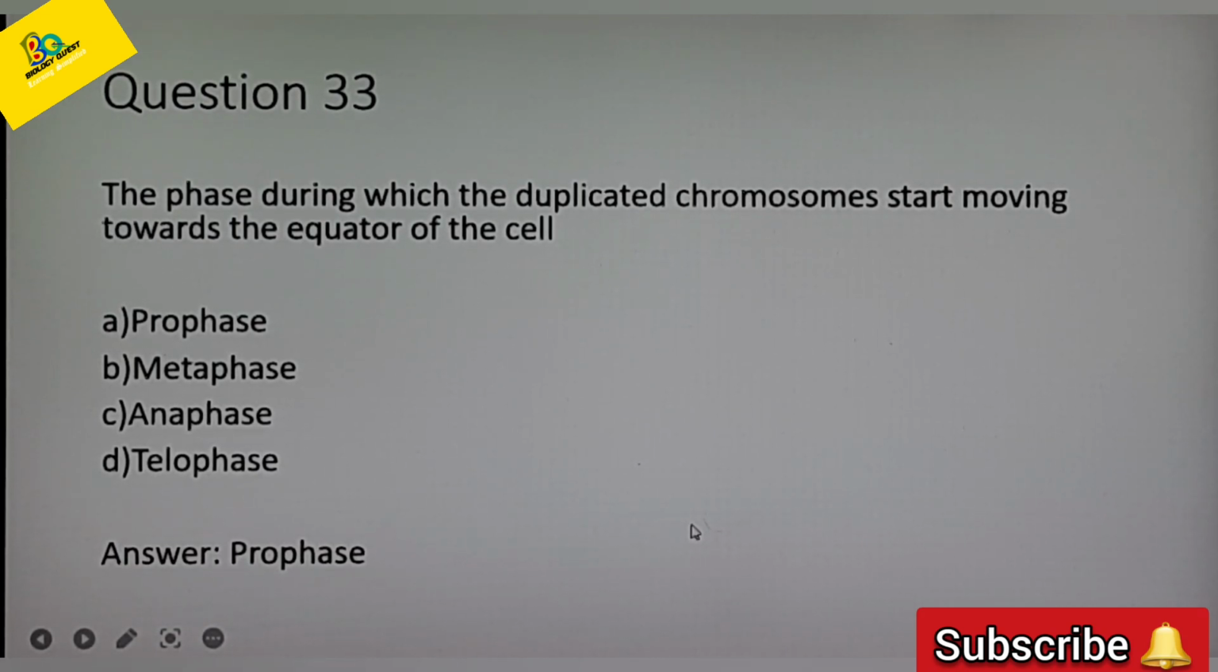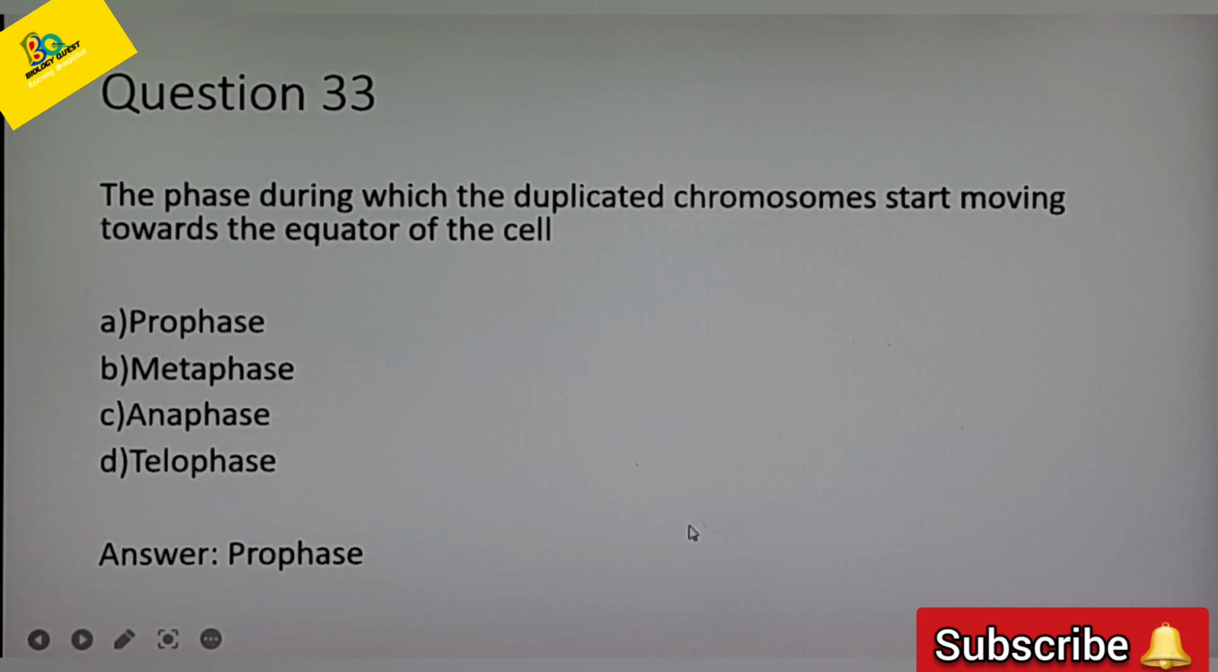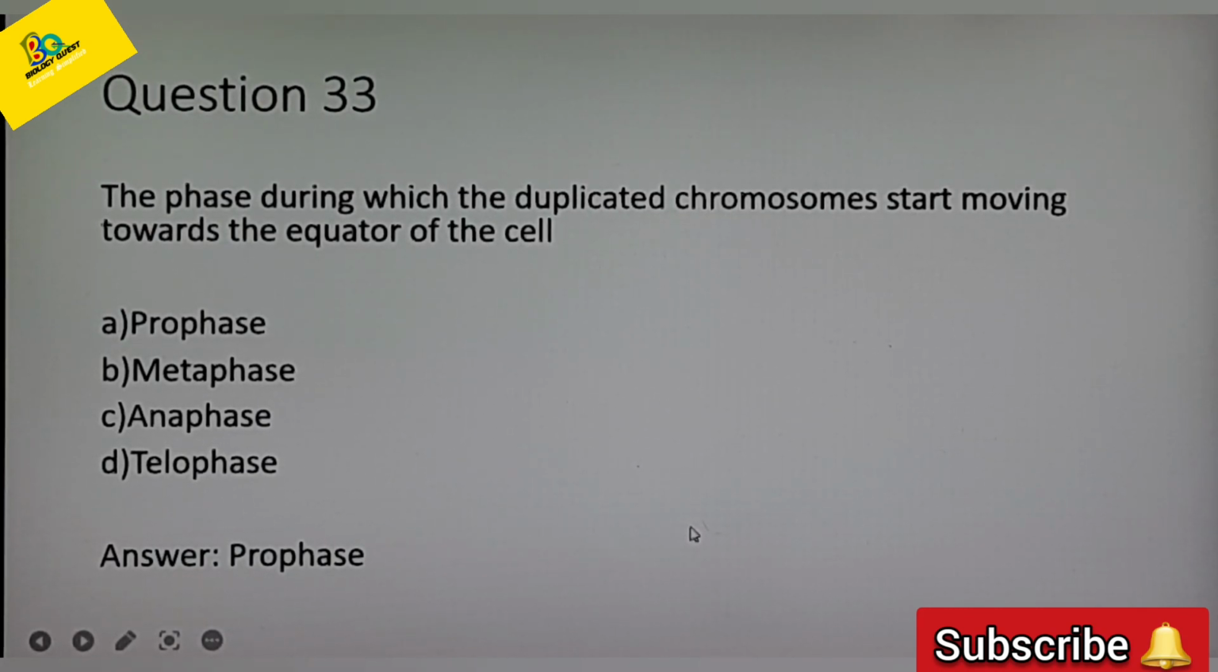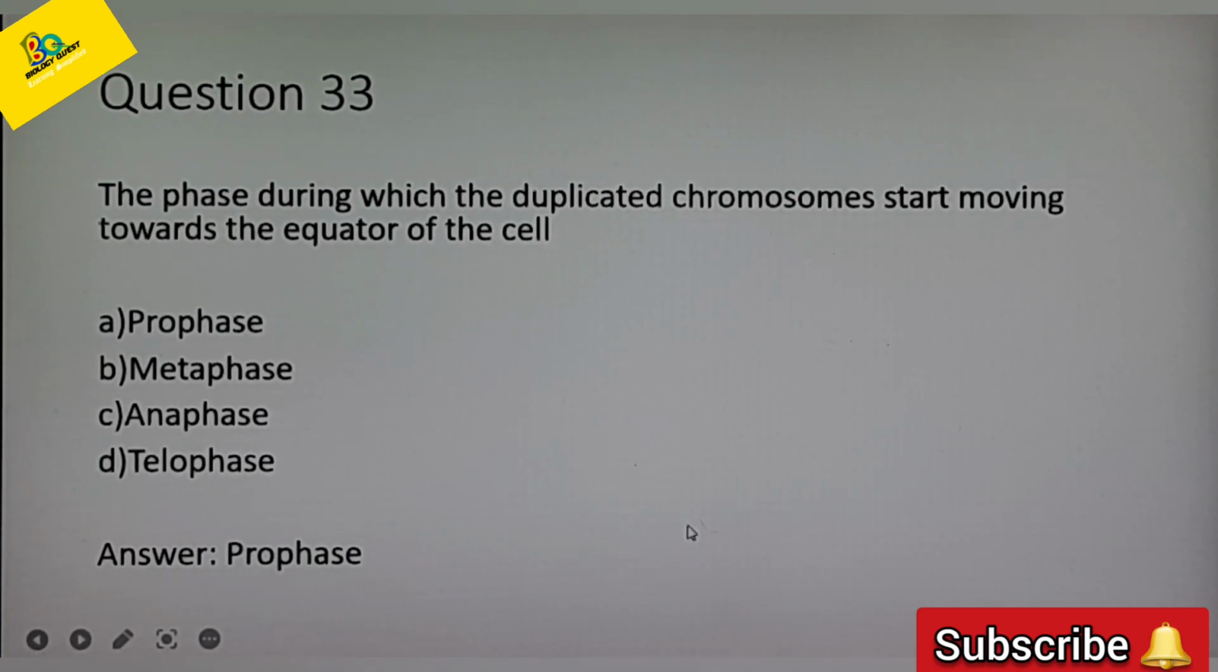The duplicated chromosomes are aligned at the equator during which phase? It is during metaphase. But they start to move towards the equator during prophase. Hope it is clear to all of you. Next question.